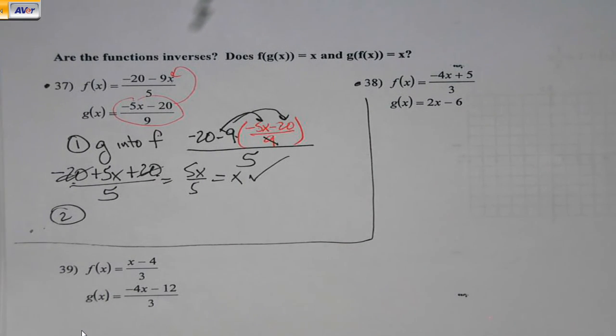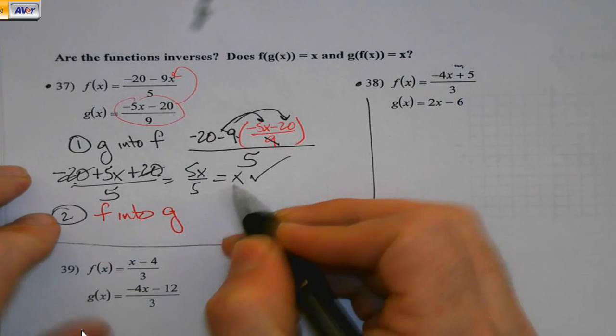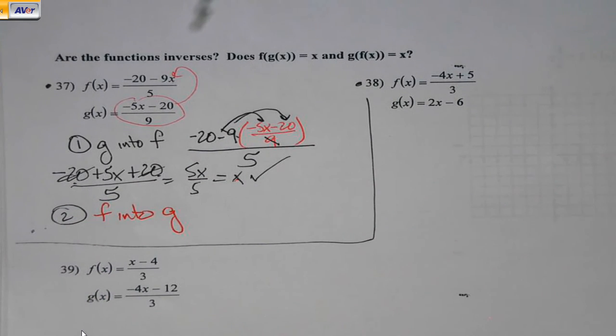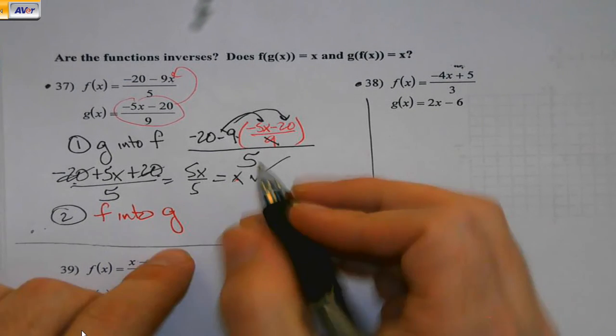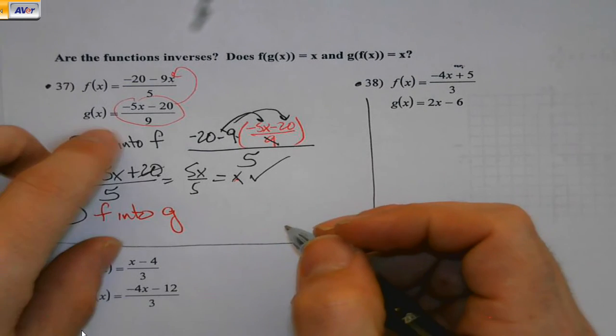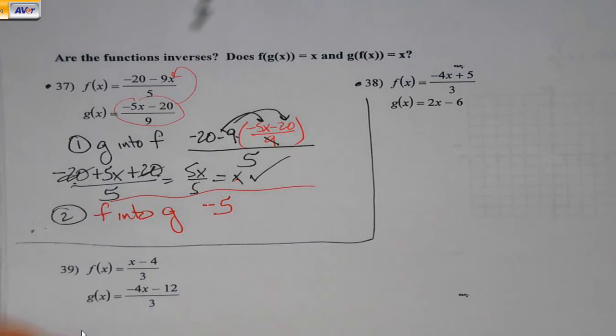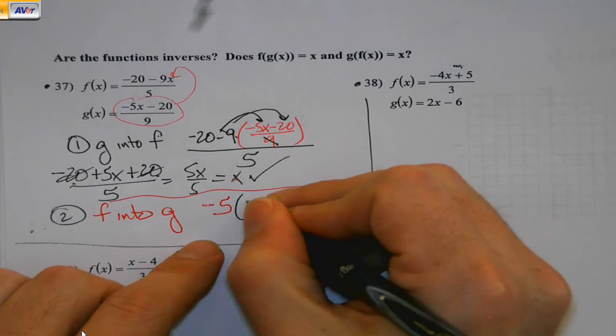If I get x, that's what I'm hoping for. So now I've got to switch and do the other one. Now, if I wouldn't have gotten x for the first one, if I got negative x, or x plus or minus a number, I'm done. It's no. But I didn't. So now we're going to do it the opposite way. We're going to start writing with g until we get to x.